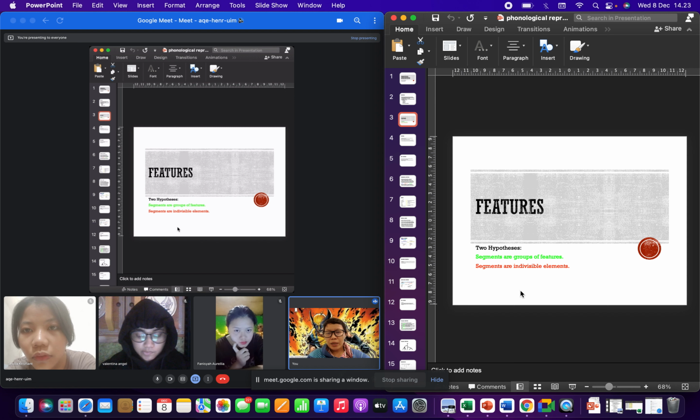Now let's see, we have features here. In order to talk about the features of sounds, we have to see the two hypotheses related to features. The first hypothesis is that segments are groups of features. Of course, there are so many segments, and we understand that segments are groups of features. And then we can say that segments are indivisible elements. It means that this is the smallest unit, so you cannot divide it into other elements.